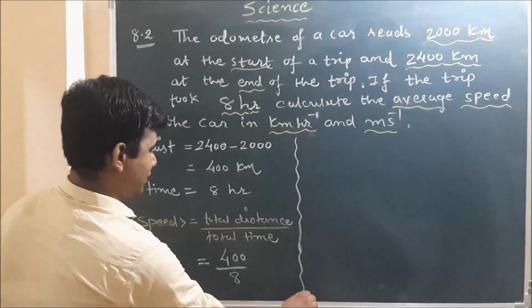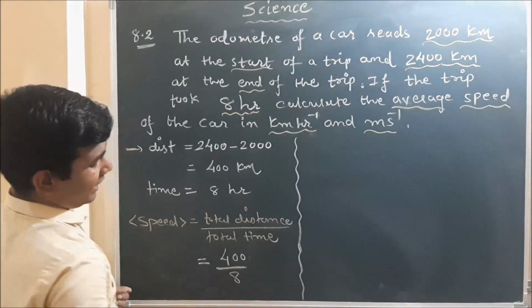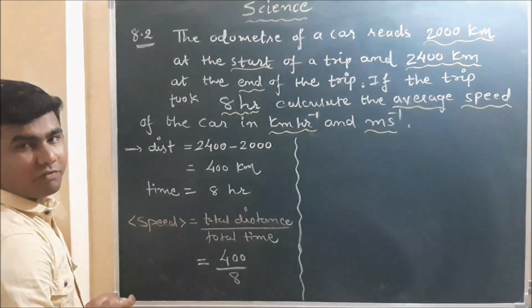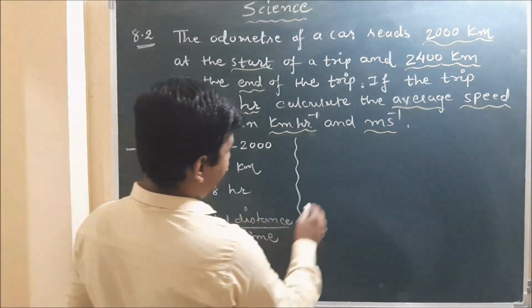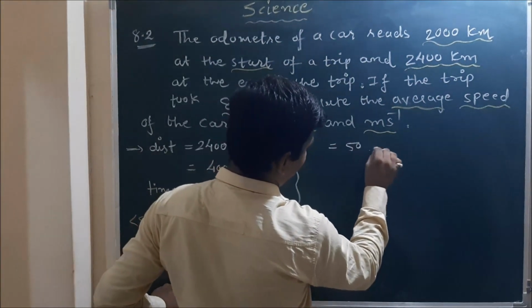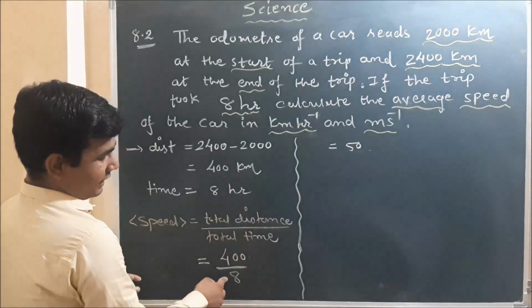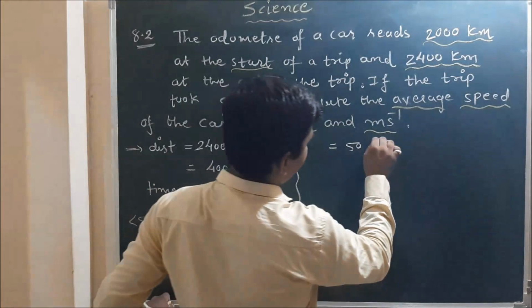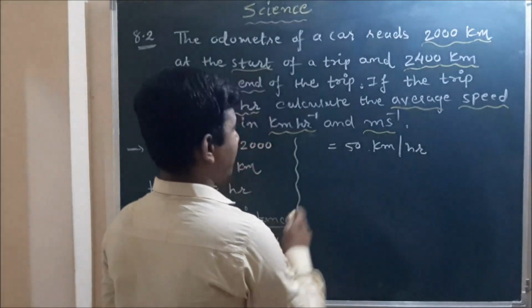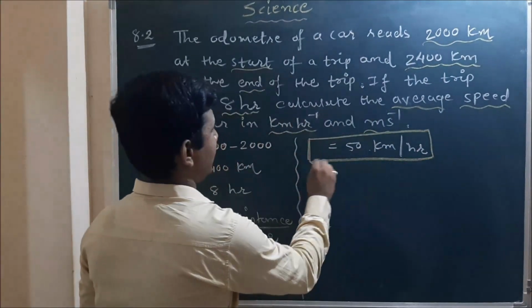As we do the calculation, 400 divided by 8, right? So our answer will be 50, right? So our average speed is 50, but the unit will be kilometer, as this is in kilometers and this 8 is in hours. So our unit will be 50 kilometers per hour. This is our first answer, the average speed.